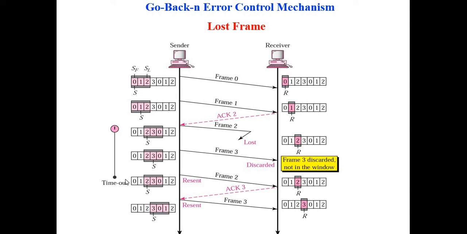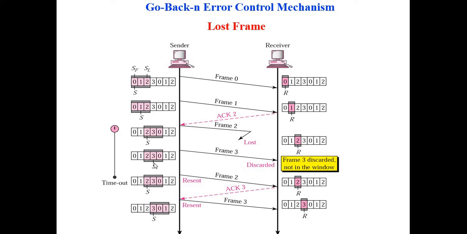So we have a timeout time. Timeout time is twice the propagation time, meaning the time taken for the data to reach the receiver and get back an acknowledgement. Twice that time is the timeout time that can be set by the user. So after the timeout time, the sender again sends frame 2 itself.